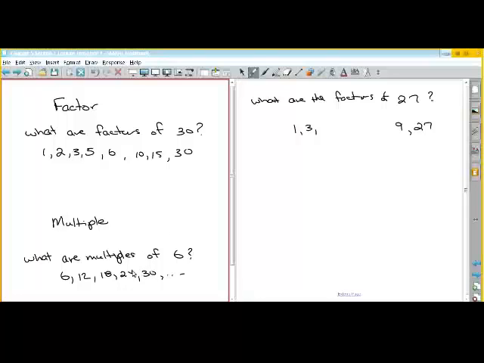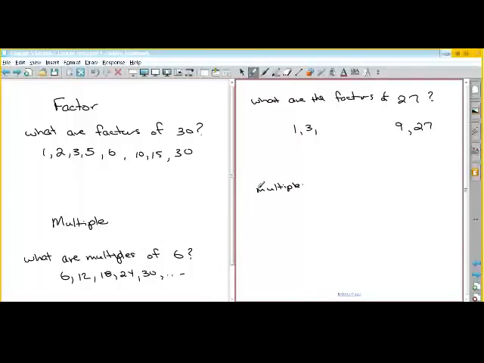And again, you can see that each one of these numbers is divisible by 6, and you get a number. 30 divided by 6 is 5, 24 divided by 6 is 4, 18 divided by 6 is 3. So that's what we mean if somebody asks you for multiples of a number. So the multiples of 3, you would take 3 times 1, 3 times 2, 3 times 3, 4 times 3, 5 times 3. These are all multiples of 3.